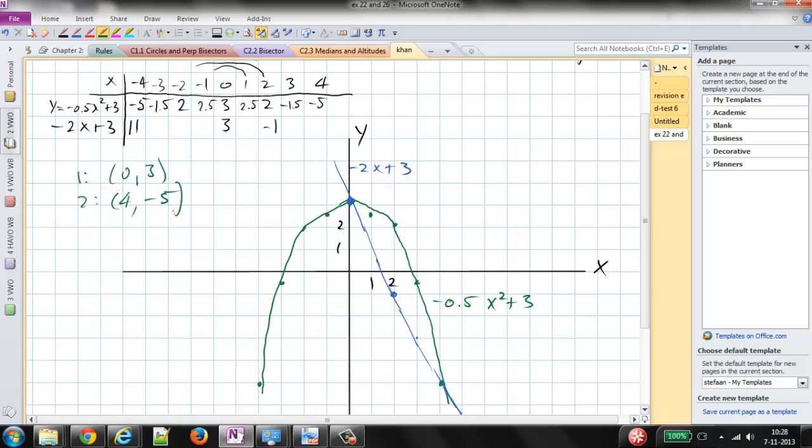Now you can also, of course, already see that in the table. So 4, minus 5, if you had filled it in here, this would be minus 5 as well. And the 0, 3 one you can see here. Alright, so that was number 22 in chapter 1.